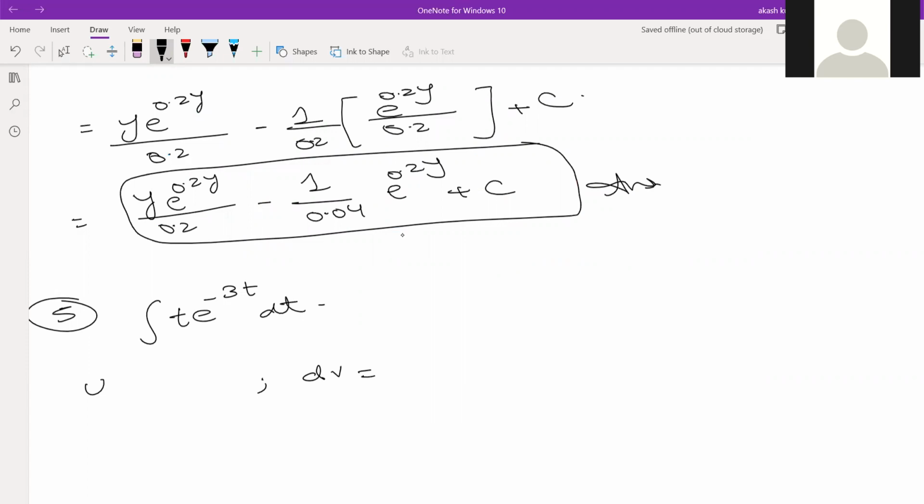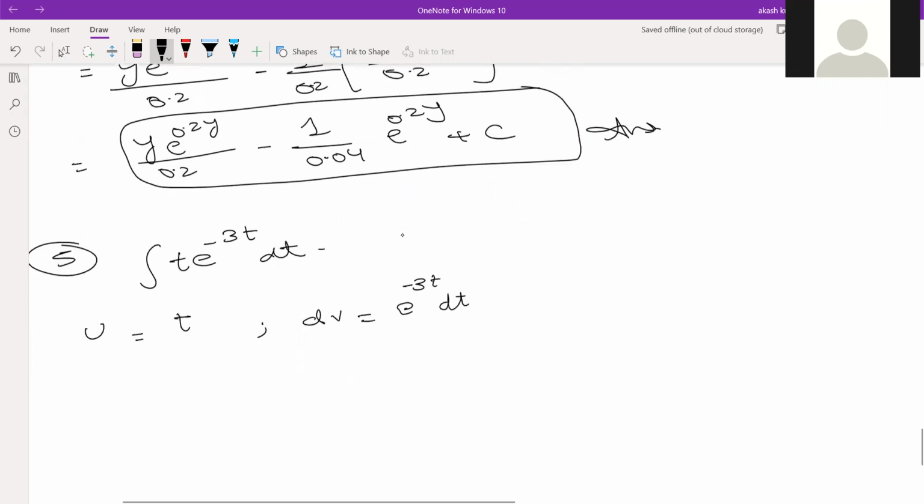u should be t because it's easily reversible. So u is t, and dv will be e to the power of minus 3t dt. Then du will be just one dt. And v will be e to the power of minus 3t over minus 3, I think. Yes.